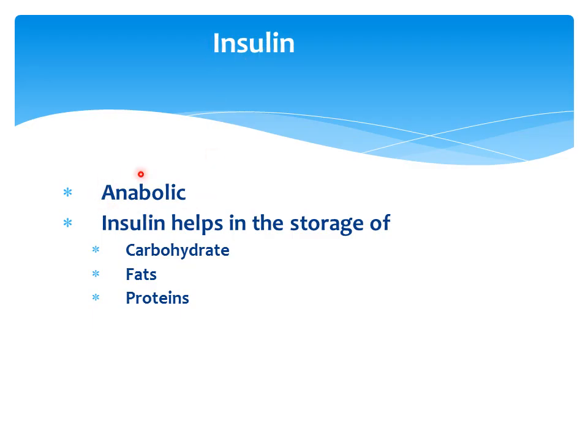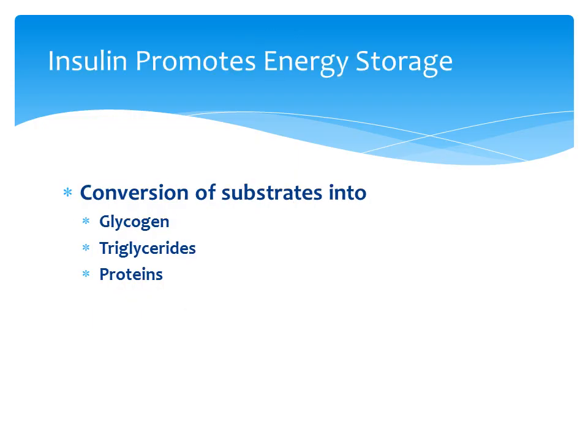Insulin is an anabolic hormone. Insulin helps in the storage of the carbohydrates, fats and proteins absorbed from the diet. Insulin promotes energy storage. Insulin helps in the conversion of substrates into glycogen, triglycerides and proteins. That is, the carbohydrates are converted to glycogen and stored as glycogen in the liver and muscle. The fats absorbed from the diet are stored as triglycerides in the adipose tissue. The amino acids absorbed from the diet are stored as muscle proteins.